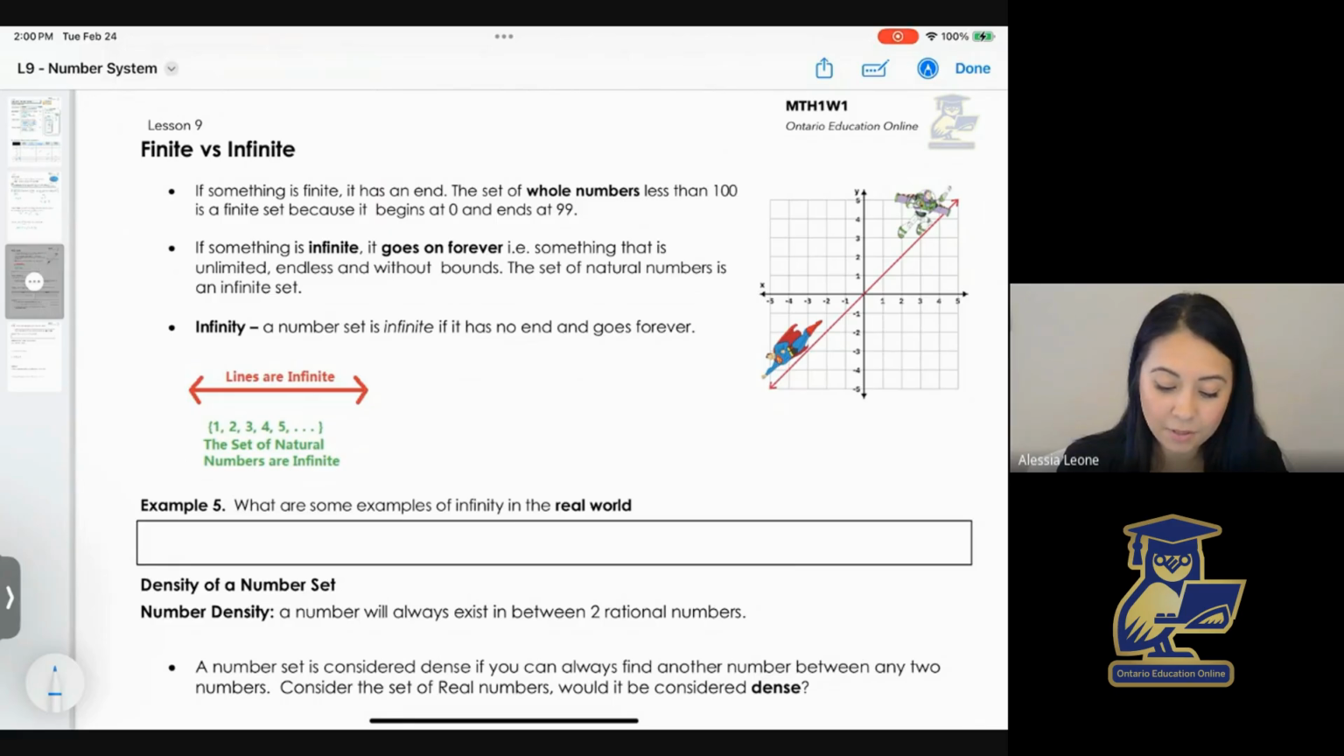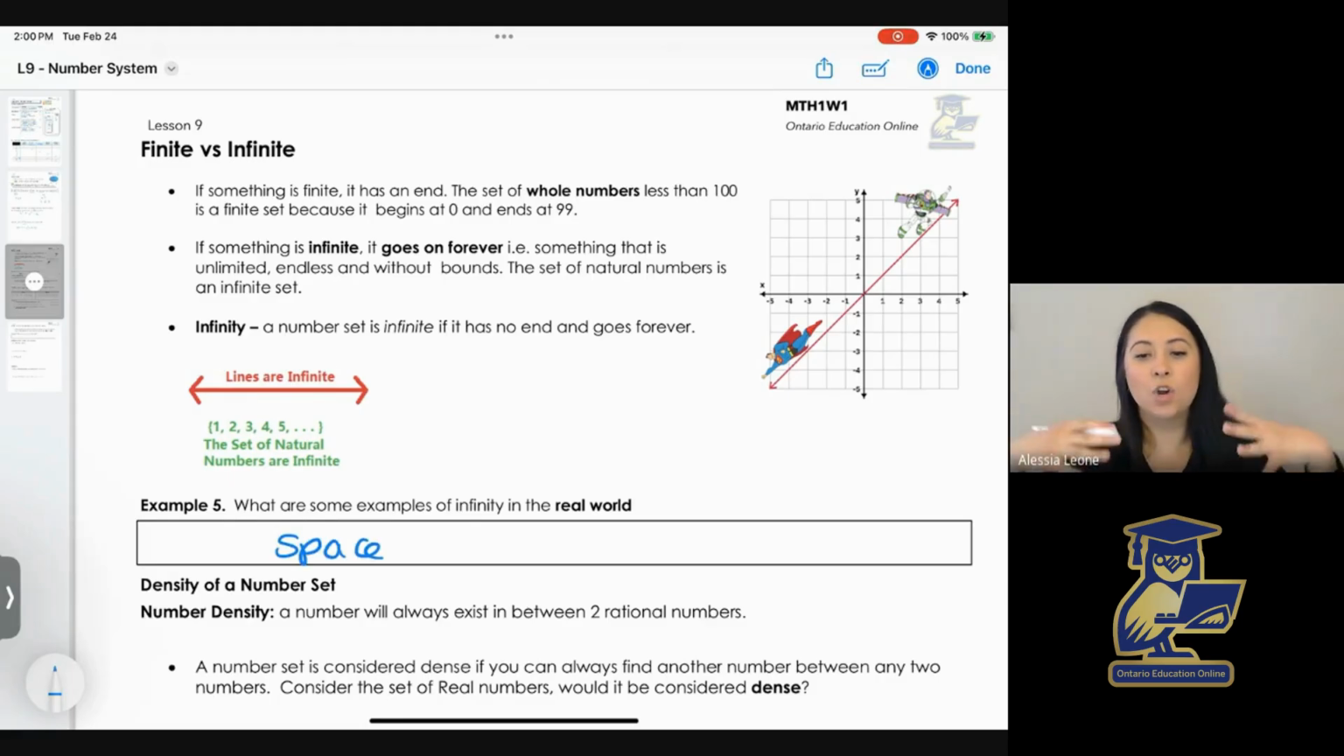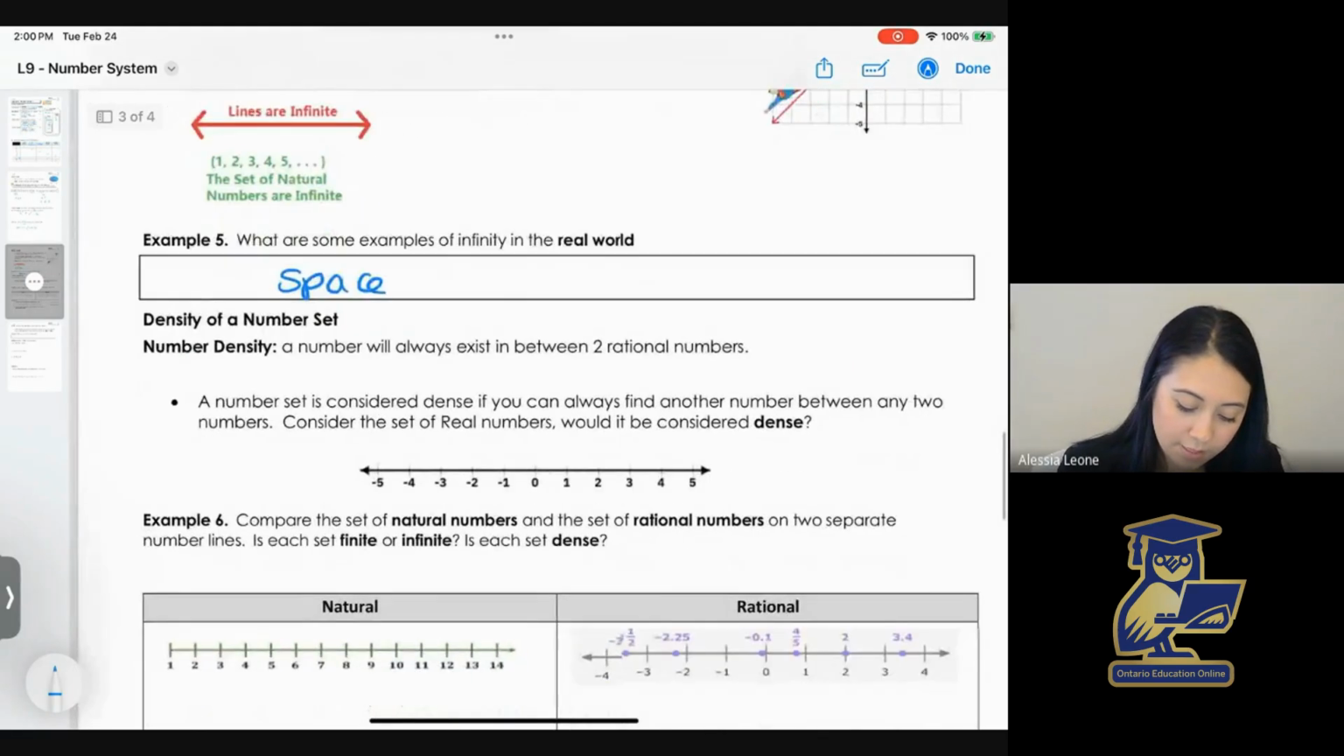Infinity. It's a number set. A number set is infinite if it has no end and it goes on forever. Lines are infinite. A line can go on forever and ever and not end. What are some examples of infinity in the real world? First thing that comes to mind for me is space. It has no end. The universe has no end. It's the same idea.